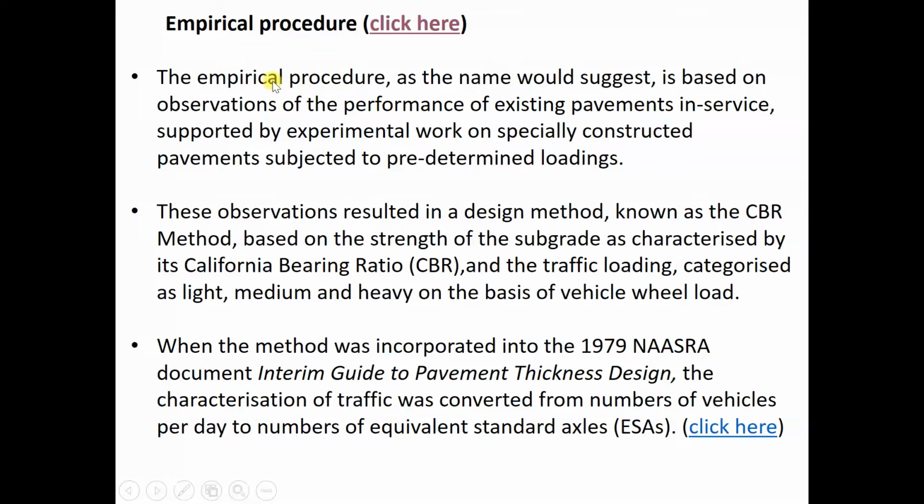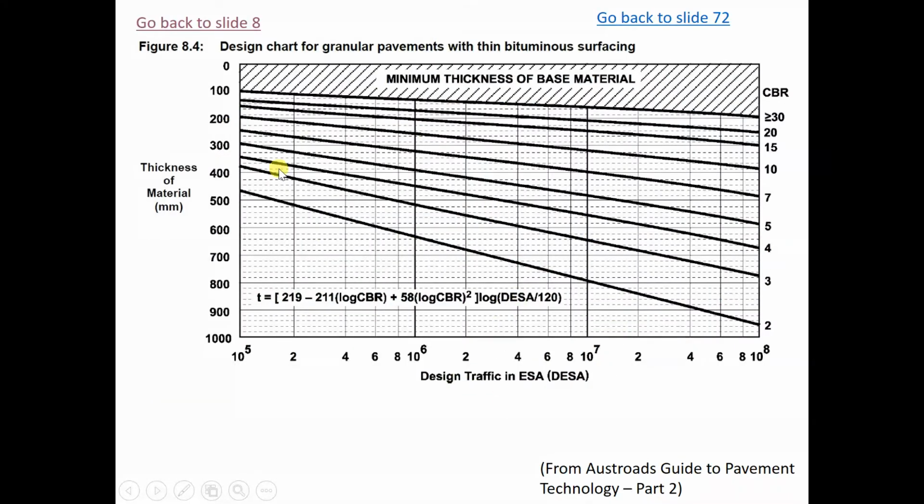All these are tests from observation, and after many years they can come up with a chart. If necessary, they could revise the chart as well. These observations resulted in a design method known as the CBR method, based on the strength of the subgrade as characterized by its Californian bearing ratio (CBR) and the traffic loading, categorized as light, medium, and heavy on the basis of the vehicle wheel load. Just now we talked about this; we base mainly on this chart to find the thickness of the material.